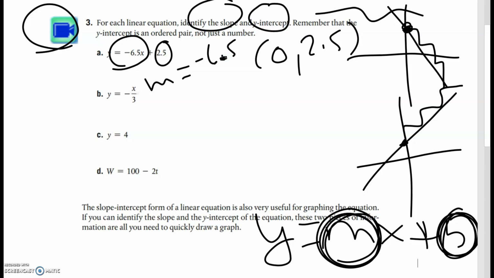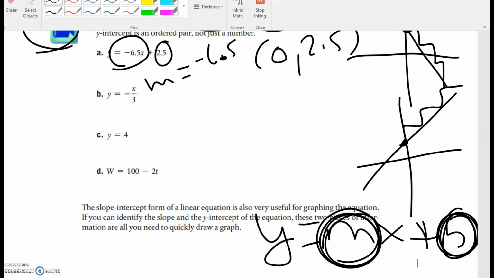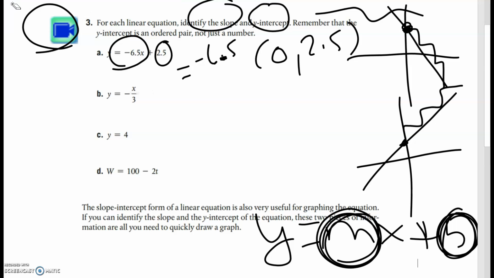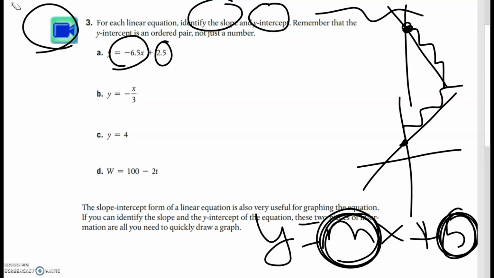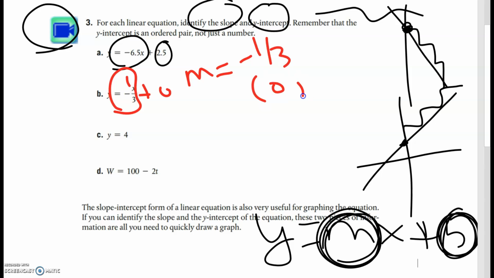All right, let's look at the next one. Technically, this next one, there is a plus 0 at the end. I'm going to erase that so we have more space. So again, technically, there's a plus 0. And in addition, there's a 1 as a coefficient in front of that x. So hopefully you can see that the slope is a negative 1/3. And the y-intercept is (0, 0). So that line is going to go through the origin. Right, and it's going to have a negative slope. So it's going to rise 1, go backwards 3. So kind of like that, okay?